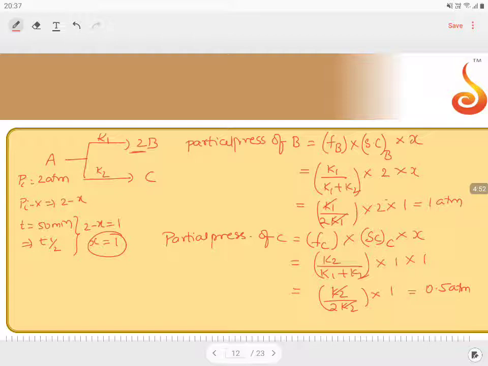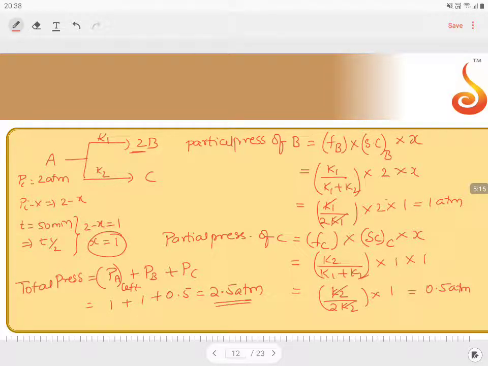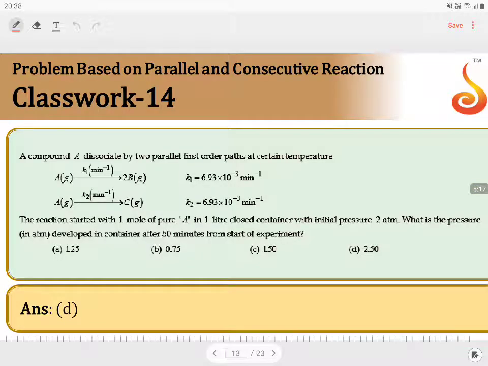Now let us see what the total pressure is. Total pressure is equal to pressure of A plus pressure of B plus pressure of C. That is, pressure of A left plus pressure of B and pressure of C formed. The pressure left is 1 atmosphere, pressure of B formed is 1, pressure of C formed is 0.5, which adds up to 2.5 atmosphere. So the answer we get is 2.5 atmosphere, and that is option D.